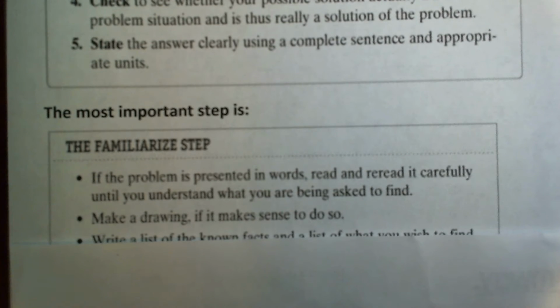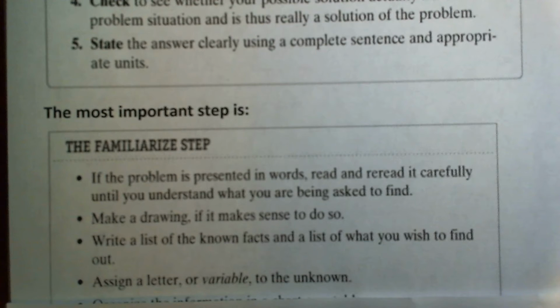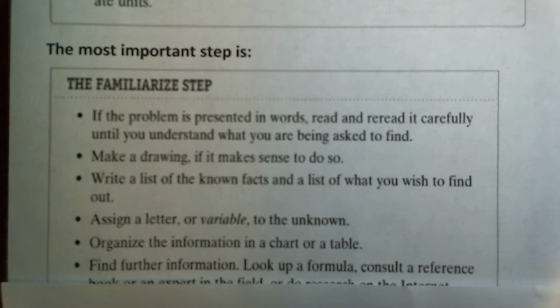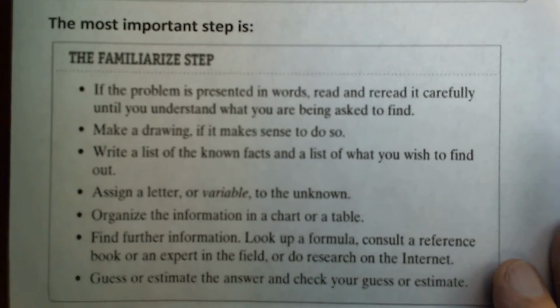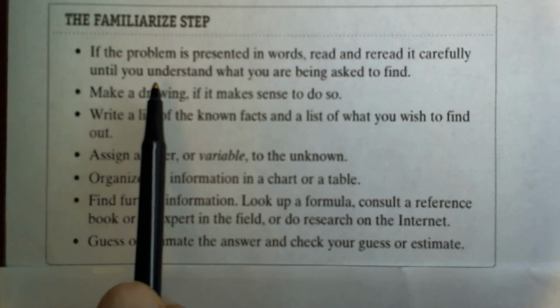So make a drawing, if it makes sense to do so, and write a list of known facts and a list of what you wish to find out. Then assign a letter or variable to the unknown and indicate what that stands for. Then organize the information, if possible, in a chart or a table. And then find further information: look up a formula, consult a reference book or an expert in the field, or do research on the internet. Then guess or estimate the answer, and then check your guess or your estimate. But again, step number 1 is the most important one, that you really understand the problem.